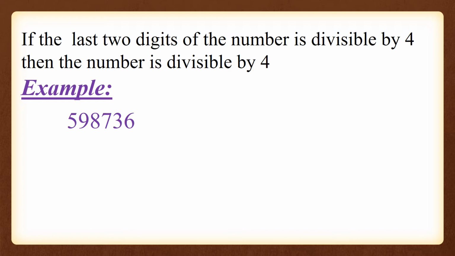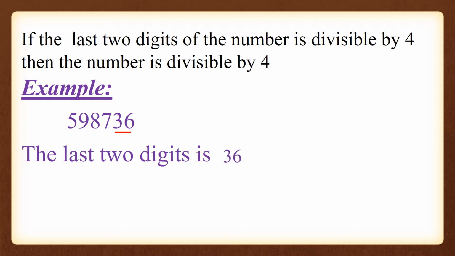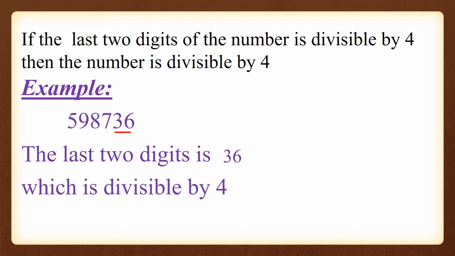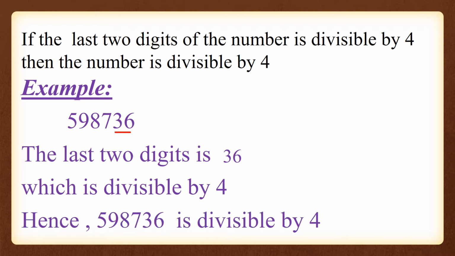5,98,736. We are going to check whether this number is divisible by 4 or not. So what we have to do, we have to check the last two digits. The last two digits are 36. So 36 is divisible by 4. Yes. So 5,98,736 is divisible by 4 because the last two digits, 36, are divisible by 4. So 5,98,736 is also divisible by 4.